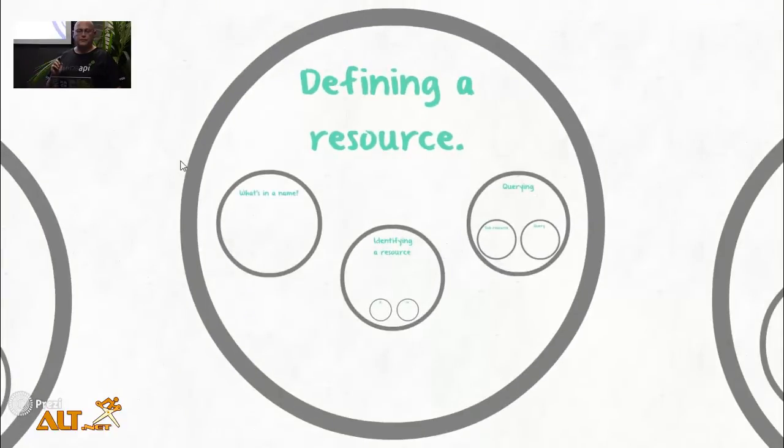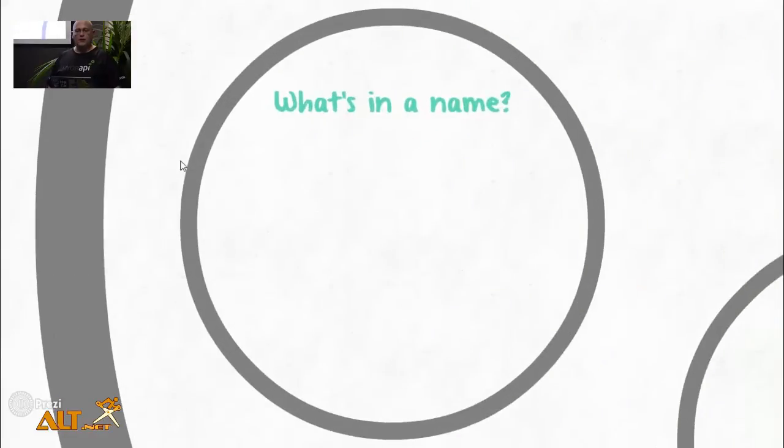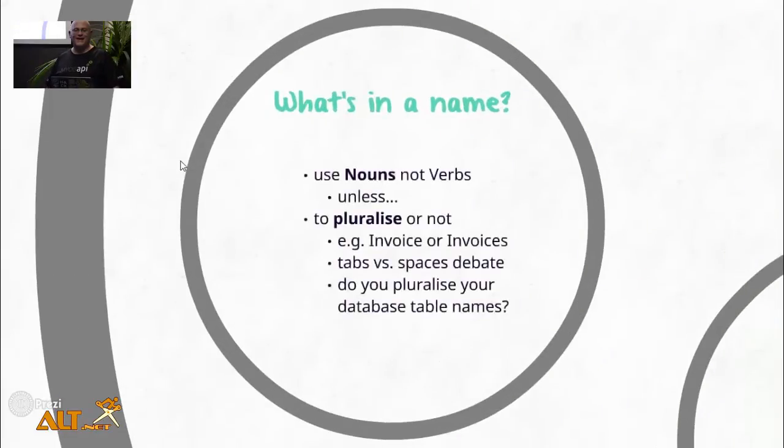Defining a resource. This will probably cause the biggest arguments. First of all, what's in a name? Use nouns, not verbs. This is the big one of REST: you name your entities. You don't give verbs. You don't do "calculate this" and whatever else. Well, that's the Restafarian view, I suppose, the evangelist view.